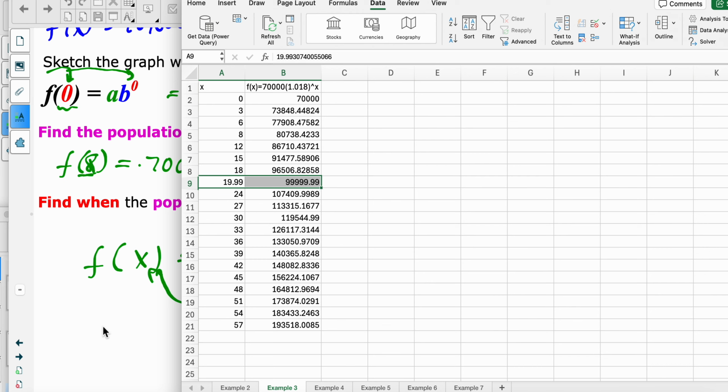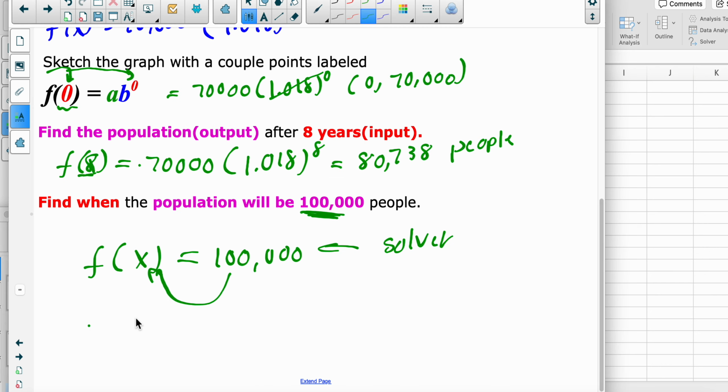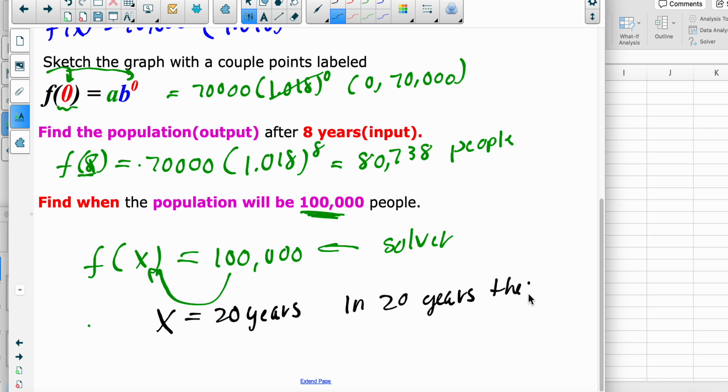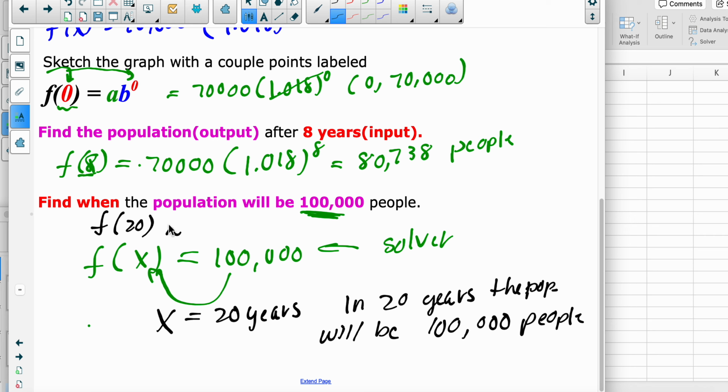So x equals 20 years. I could write that, I could say in 20 years, the population will be 100,000 people. Or f of 20 is approximately equal to 100,000.